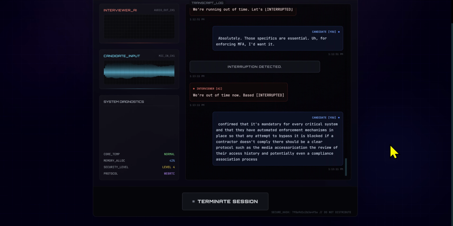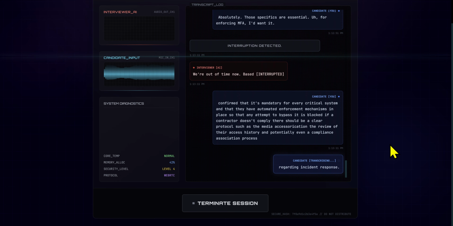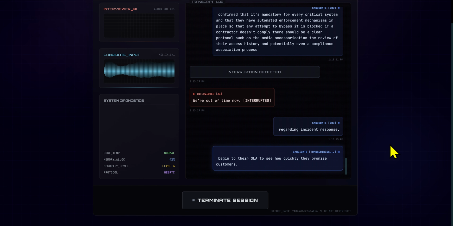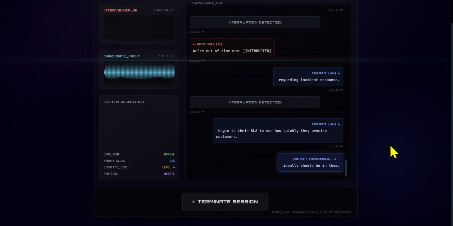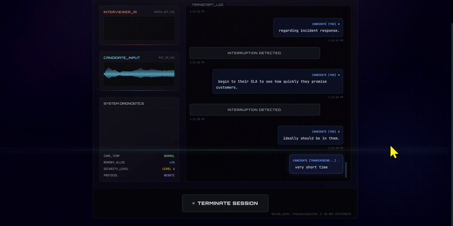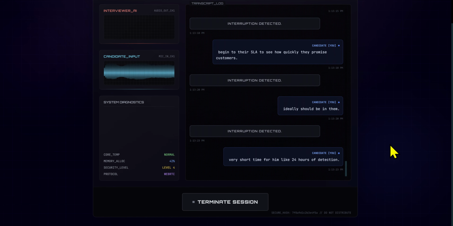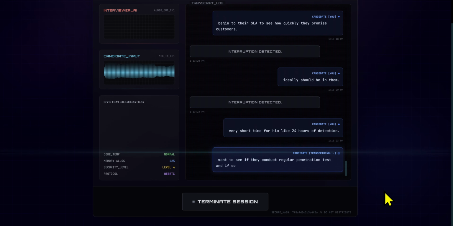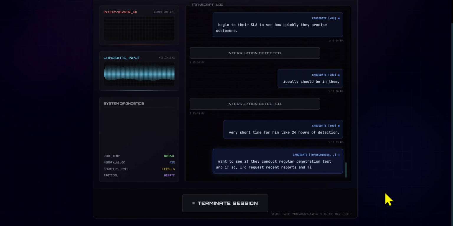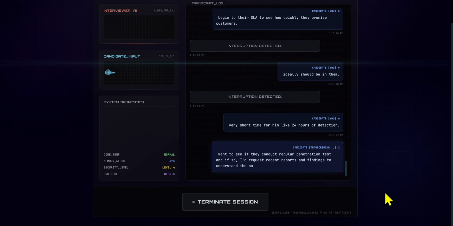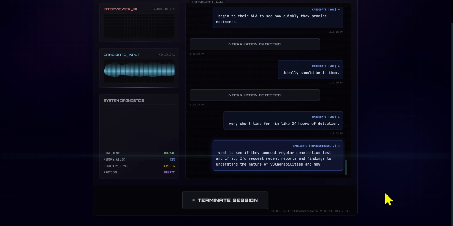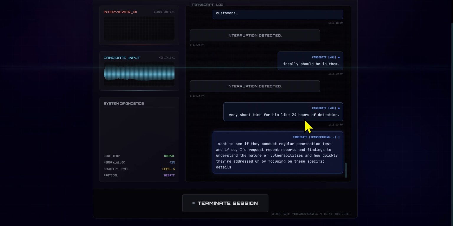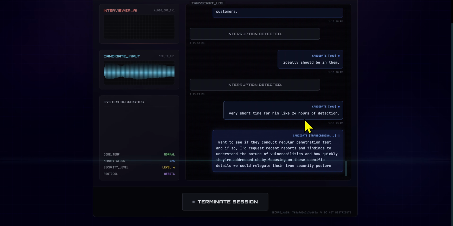Regarding incident response, I'd dig into their SLAs to see how quickly they promise to notify customers. Ideally, it should be within a very short time frame, like 24 hours of detection. I'd also want to see if they conduct regular penetration tests, and if so, I'd request recent reports and findings to understand the nature of vulnerabilities and how quickly they're addressed. By focusing on these specific details, we can really gauge their true security posture and preparedness.